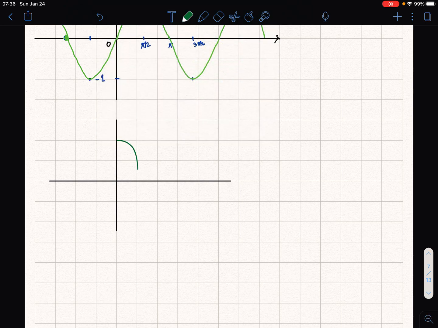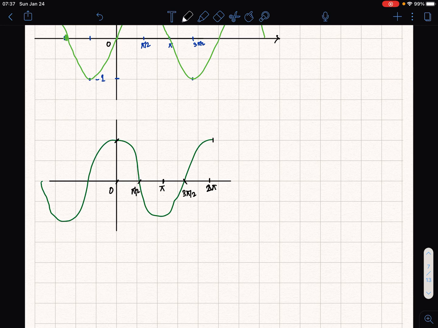Cos of x would look something like this. The graph attains its peaks at points 0, negative peak at pi, again a positive peak at 2 pi. It attains 0 at pi by 2, 3 pi by 2, and so on.